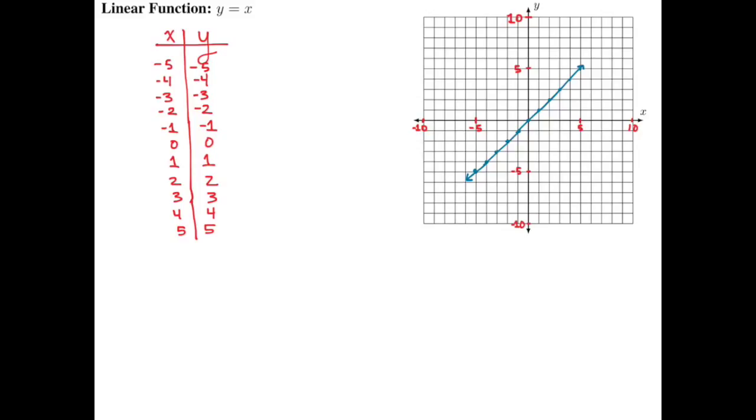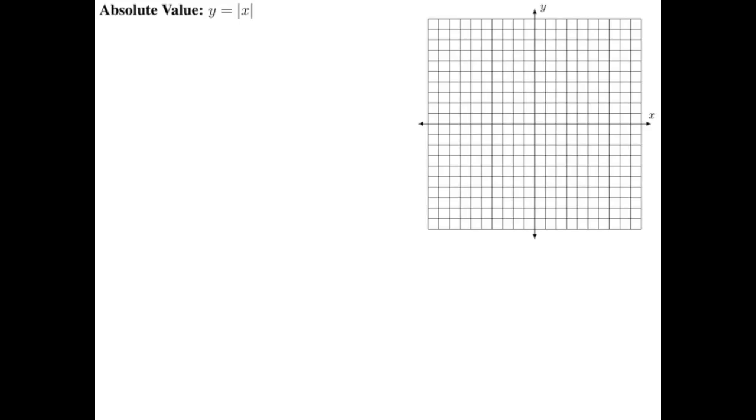I mean, it's a linear function, it's y equals x. It's a line, 45 degrees. Slope is 1. The y-intercept is 0. Can't even be bothered to move up or down. Yet. Now, next one: absolute value.